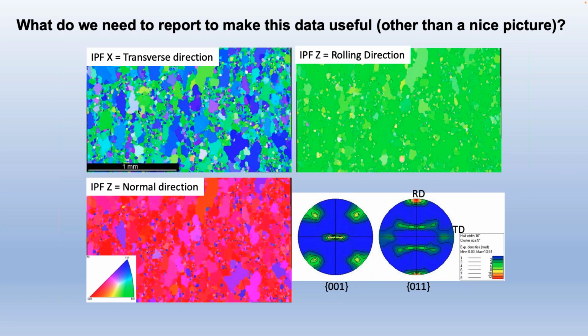But at least you have to identify what map that is. I can't tell you how many papers I've seen in the literature that say, here's an inverse pole figure map of our sample, and don't tell you what the reference direction is, for example. Again, that makes it not very useful other than maybe to visualize the grain structure of your sample.